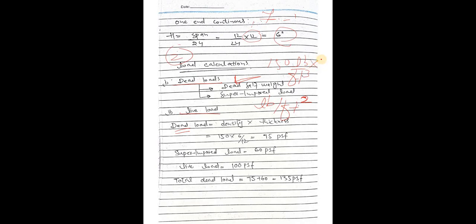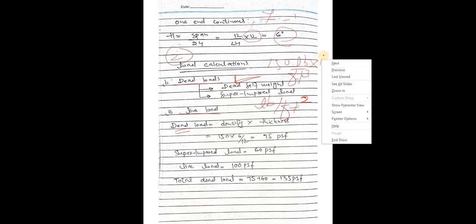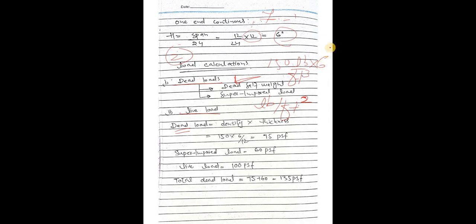So the dimension is the thickness. The six in the thickness is 6 inches divided by 12 to convert inches into feet. So your dead load is 75 pounds per square foot.